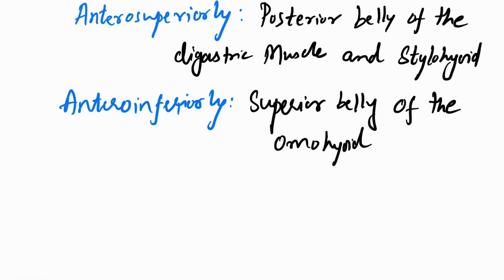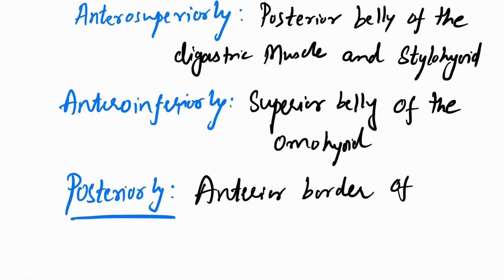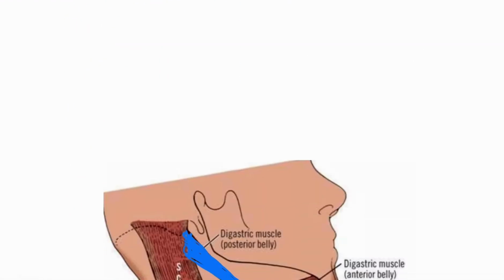that is posteriorly, it is formed by the anterior border of the sternocleidomastoid muscle. Okay, hope the boundaries are clear to you. Okay, once again I will highlight these boundaries in this diagram.